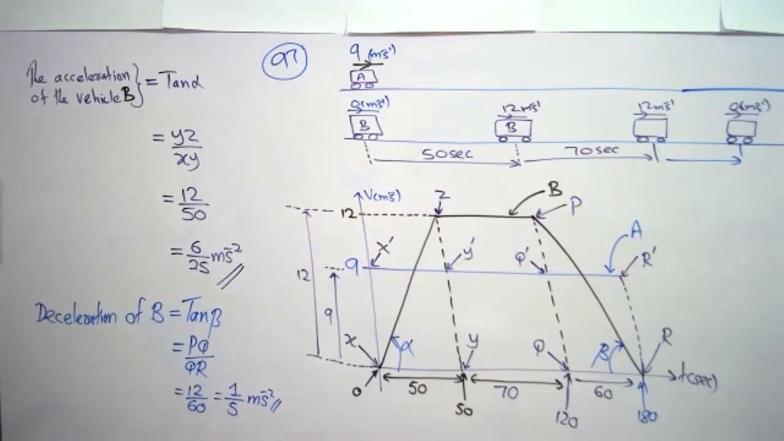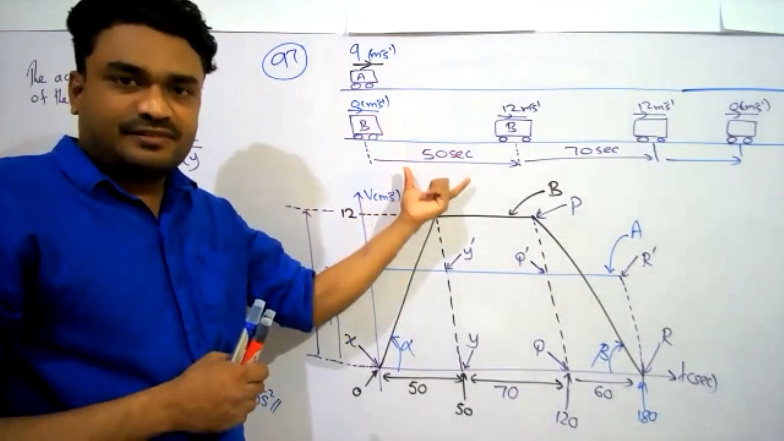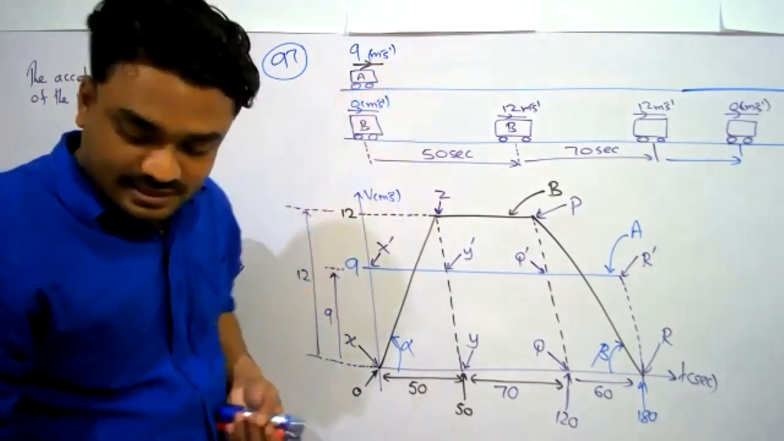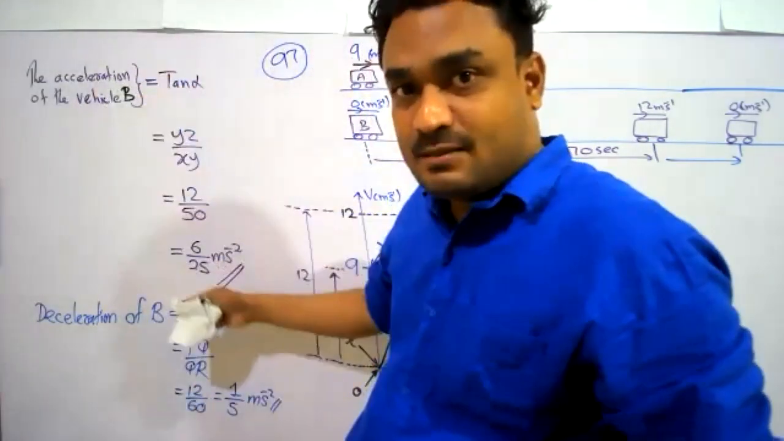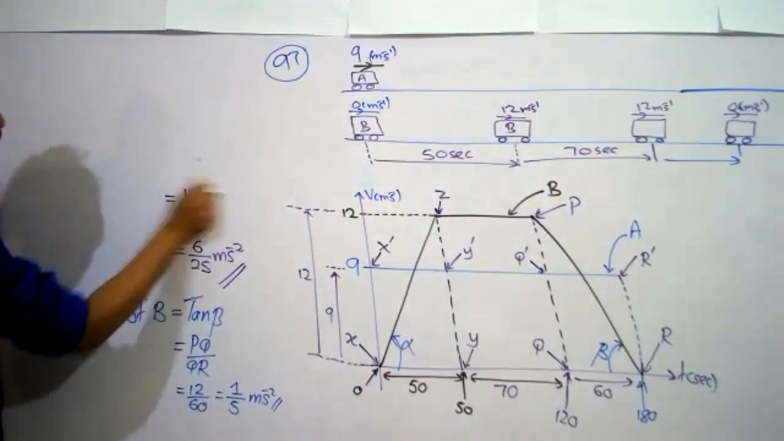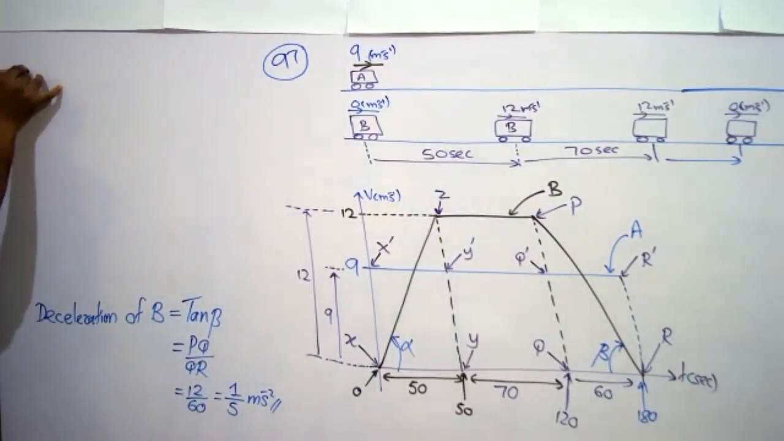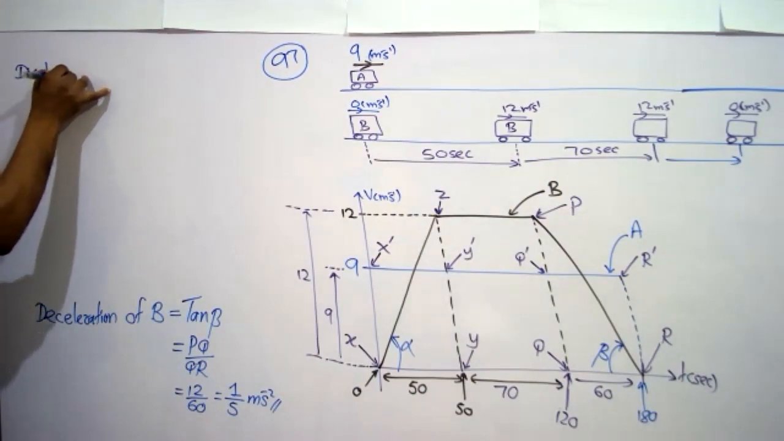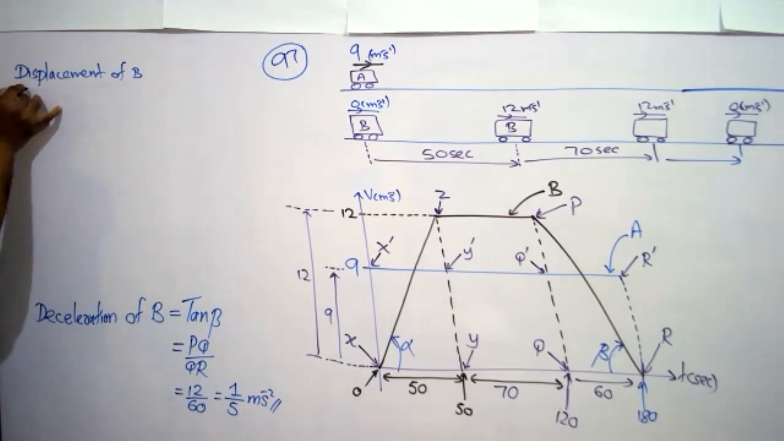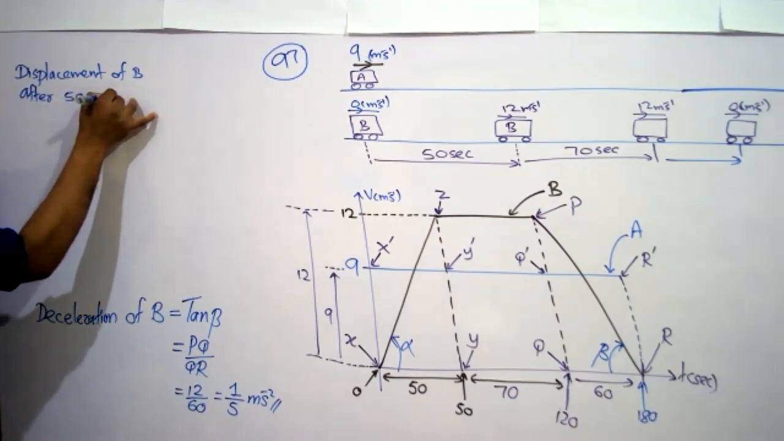Right now, I want to find something like this. I want to find the displacement of the vehicle after 50 seconds and displacement of the car A after 50 seconds. I think your time is enough, so I erase this section. Look at board. I want to find. Look at board. Displacement of capital B after 50 seconds.